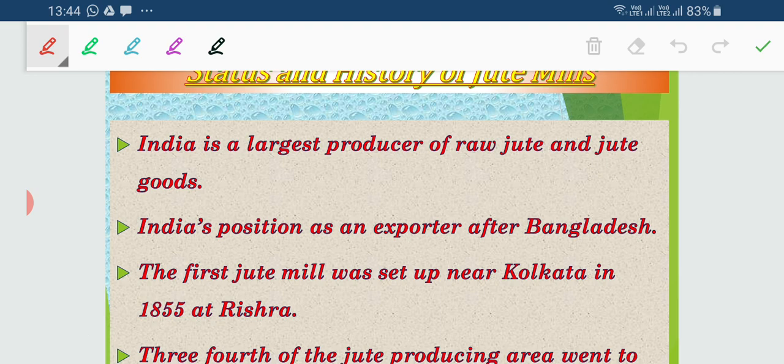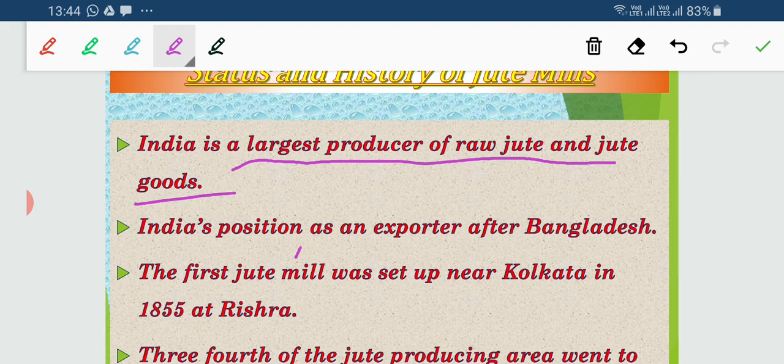India is the largest producer of raw jute and jute goods, and India's position as an exporter, I am just writing it over here, it was missed out. India's position is second as an exporter after Bangladesh.